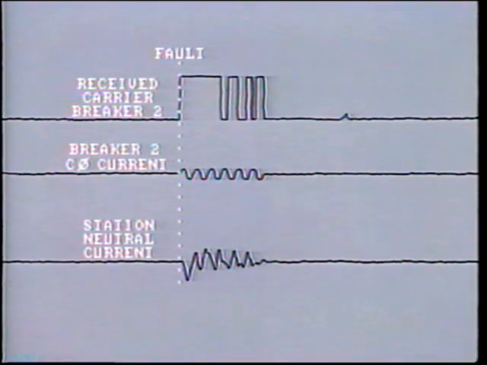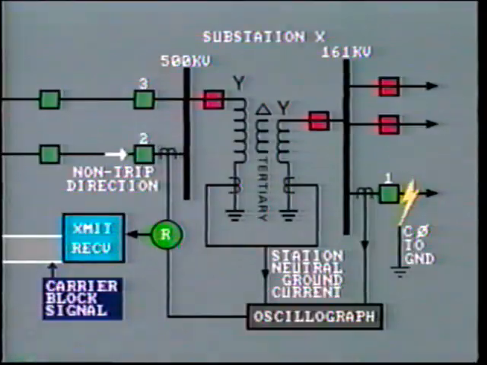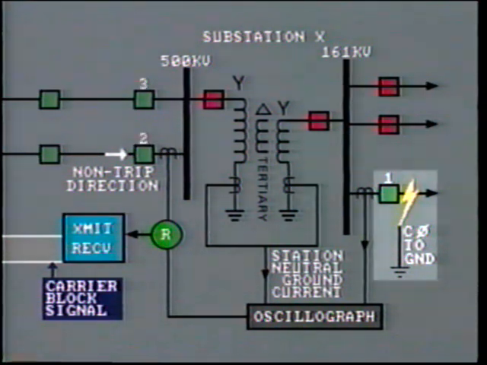How is this? Well, when the relays at breakers 2 and 3 compare the ground residual current with the distorted reference current, the phase relationship is unclear. The relays now mistakenly decide that the fault is in the trip direction and simultaneously suppress the carrier blocking signal. This allows the breakers on the 500 kV system to falsely trip for a fault on the 161 kV system.